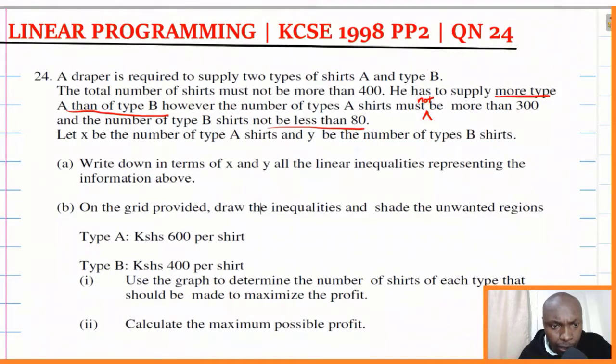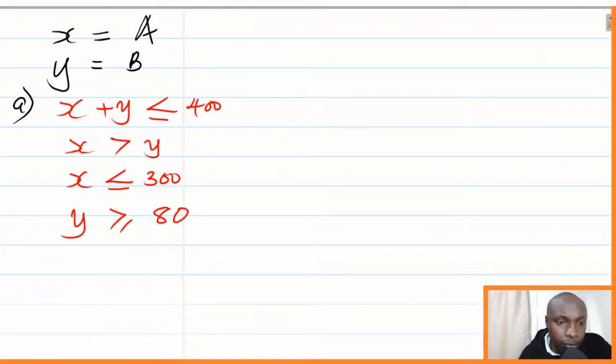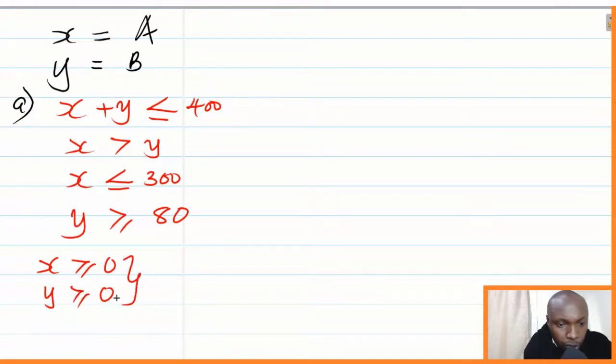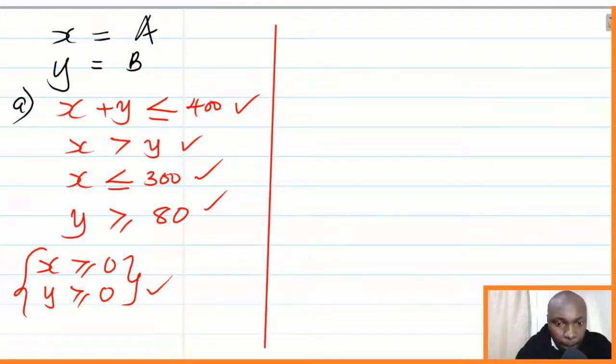Now let me see whether we have another. I think we have exhausted all the inequalities. Of course we have other inequalities that basically we don't need to write, but it is good to always write them: the number of shirts for type A, X, should be greater than or equal to 0, and Y should also be greater than or equal to 0. They should be non-negative. These constraints for X and Y, which represent the number of shirts for type A and B, should be non-negative. So these are the inequalities that you're supposed to have in that question.